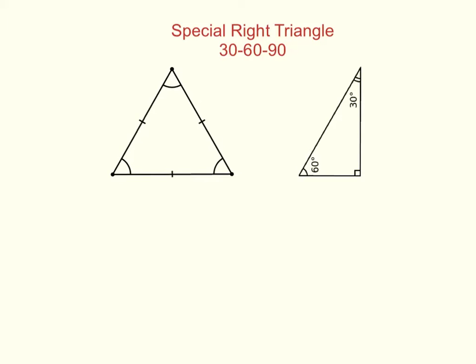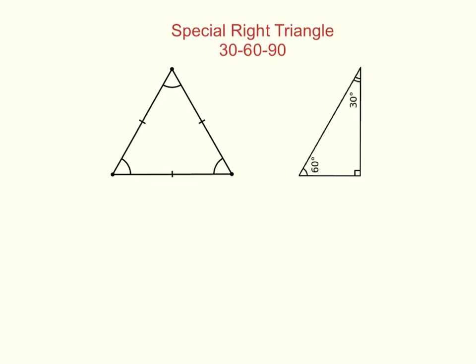Let's now look at a special right triangle that's a 30-degree, 60-degree, 90-degree triangle. If we start with an equilateral triangle like this one on the left, where each of the angles is 60 degrees and each of the sides is the same length, and we slice that triangle in half, the result is this 30, 60, 90 right triangle. And what I want to focus on today are the lengths of the sides.